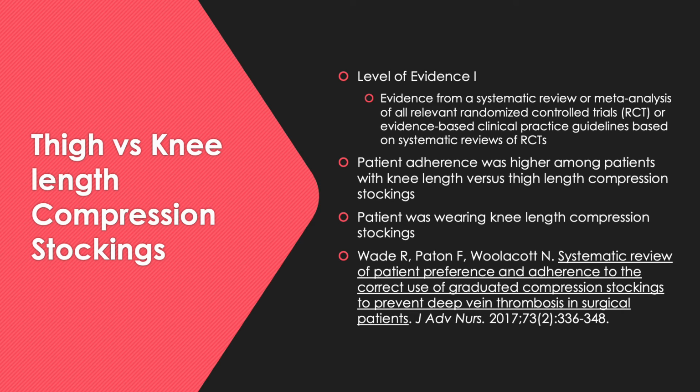The first article that I chose is a level of evidence 1, which means evidence from a systematic review or meta-analysis of all relevant randomized controlled trials or evidence-based clinical practice guidelines based on systematic reviews. The findings were that patient adherence was higher among patients with knee-length versus thigh-length compression stockings. Across all studies, patients reported not wearing stockings due to discomfort or need to remove the stockings for ambulation or bathing. Notably, a 2011 study found that 74% of patients with knee-length compression stockings were incorrectly sized. Implementation of an intervention reduced this to 34%. Across all studies, knee-length stockings were reported to be more comfortable than thigh-length stockings were. This article relates to my patient because she was being discharged with knee-length compression stockings.